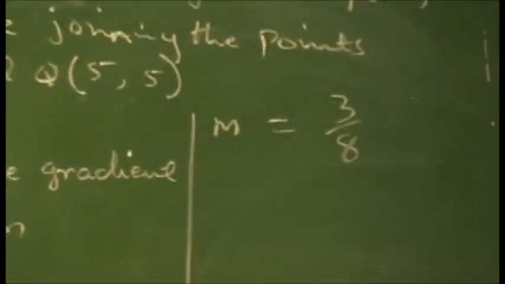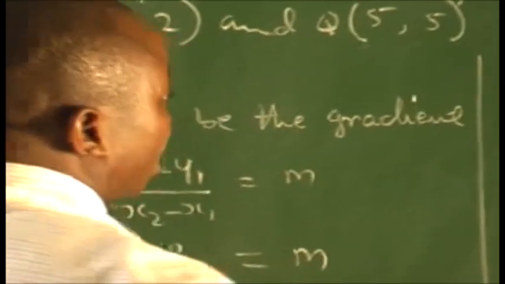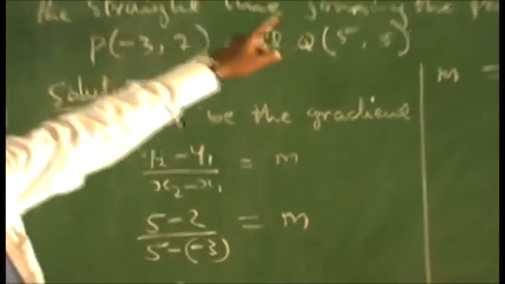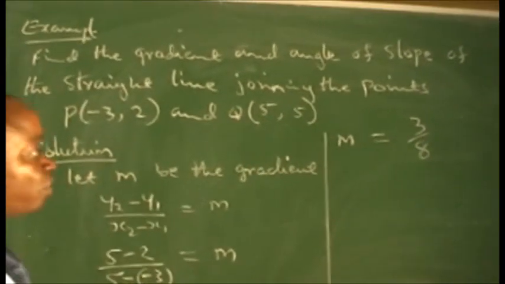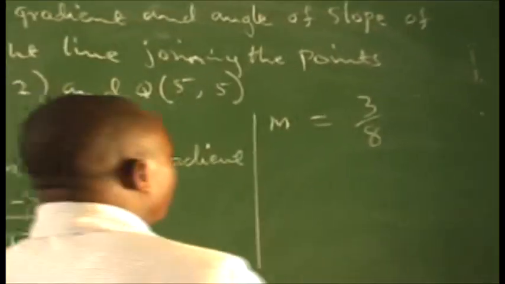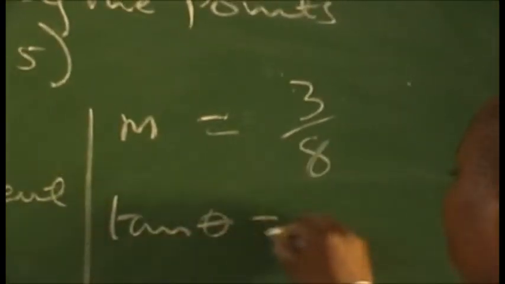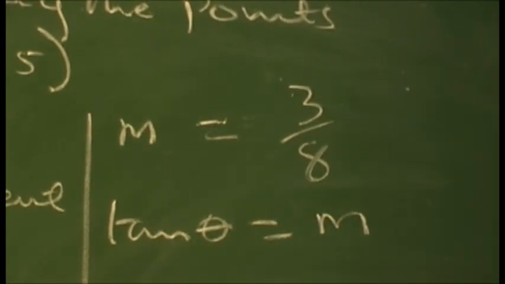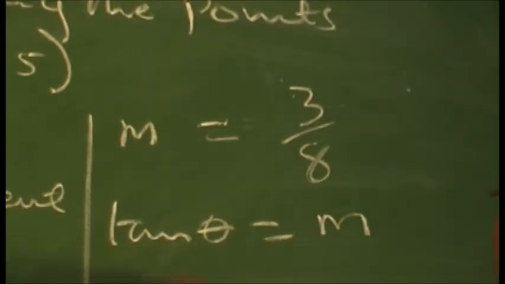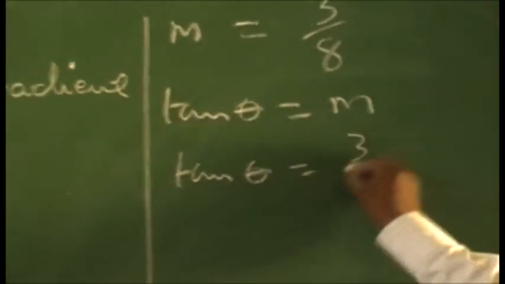Now the next thing that we want to get here is the angle of slope, because we were asked to find the gradient and the angle of slope. So how do we get the angle of slope? We know that tan theta is equal to m. Tan theta is equal to the gradient. So that means tan theta will be equal to 3 all over 8.